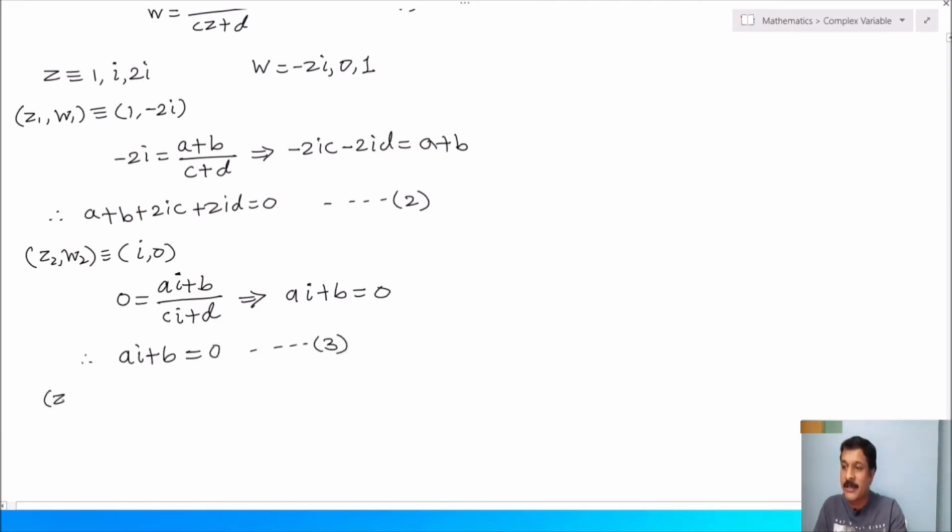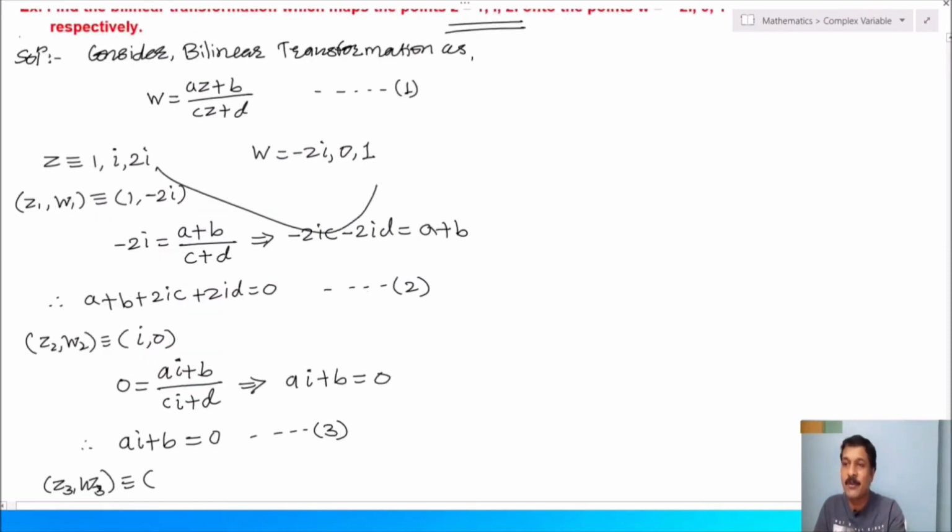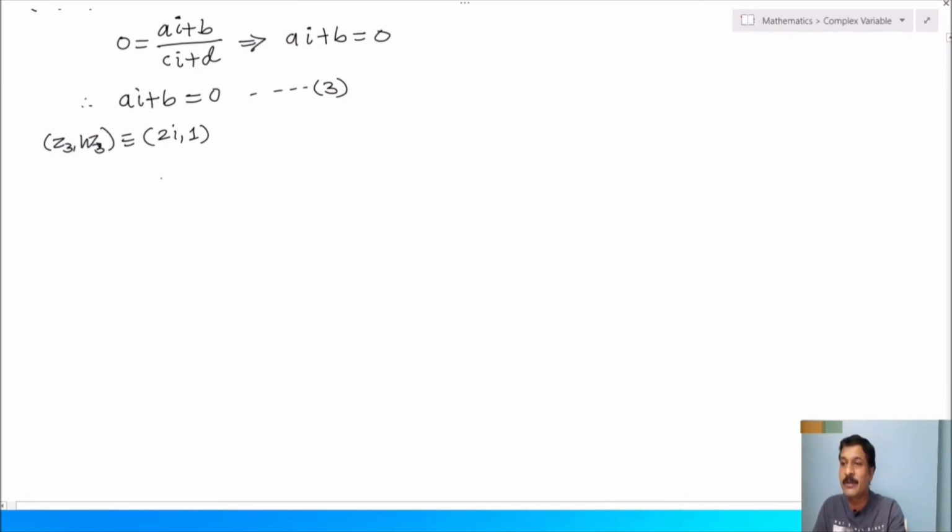Now the third pair Z3, W3 is 2i and 1, and therefore again in equation 1, W equal to, so 1 equal to AZ, so Z is this value, AZ plus B upon CZ plus D. Simplify this, so 2iC plus D equal to 2iA plus B.